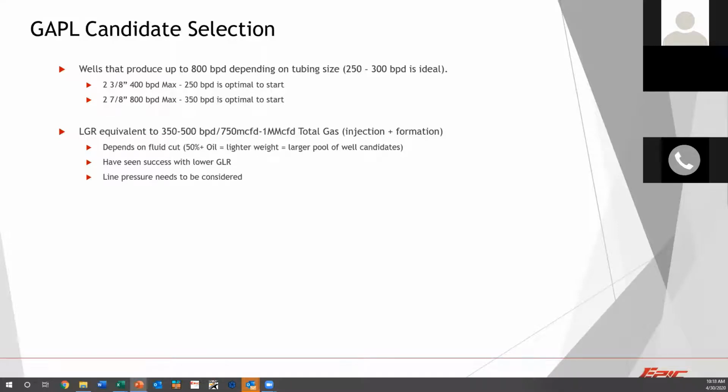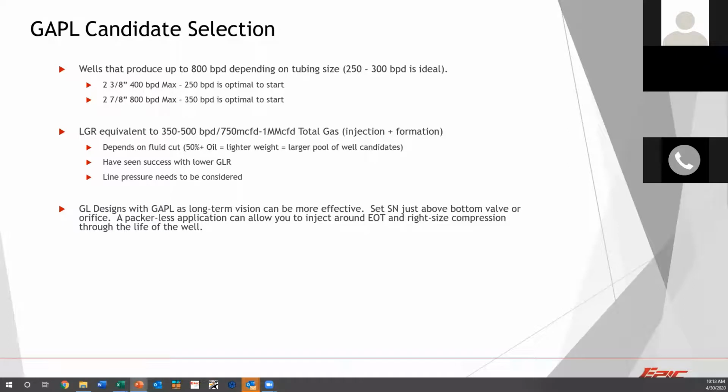We do need to take a look at line pressures. If we've got wells that have got badly fluctuating line pressures, we may not be able to lower our injection rates because we have to make sure that we've got enough injection rate to handle those increases in that line during the normal operations throughout the day.